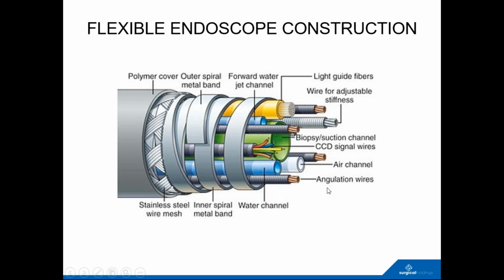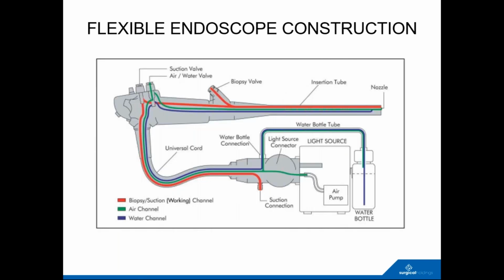So a lot in there. And if you think of an endoscopic ultrasound scope, for example, you'll then have a channel in there to take the wires back from the ultrasound transducer. So you're packing a lot into a given outer diameter.